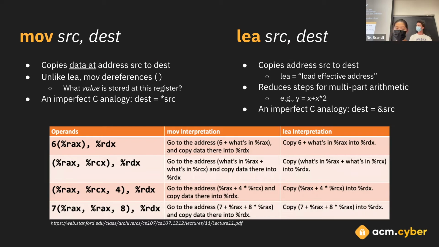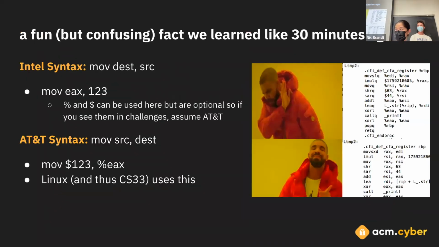For example, if you look at the second row, it has the source operand with 2 registers and then a destination operand. If it said move, you would look at what's in RAX, add that to what's in RCX, and that will give you some number. You go to that number, look inside of that address, and that is what you're going to put into the register RDX. By contrast, with LEA, you copy the address itself, both of them combined, into RDX. If you have any questions, we can go over this a little bit more in detail later.